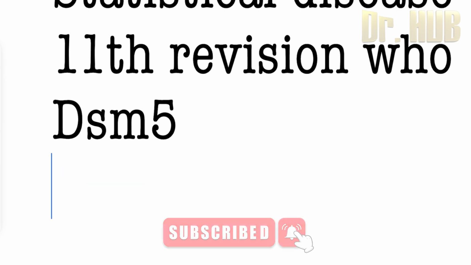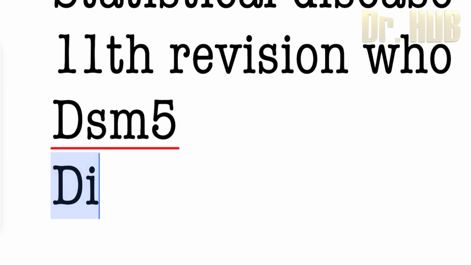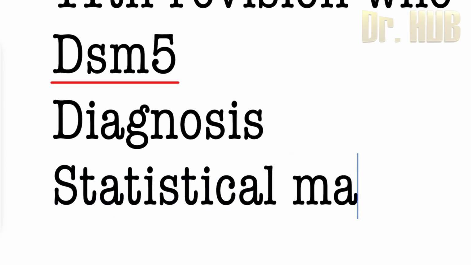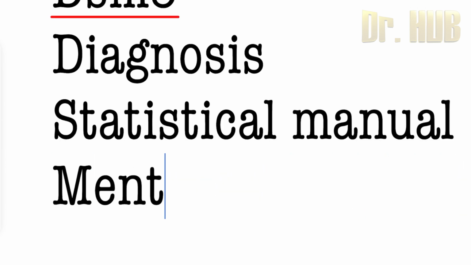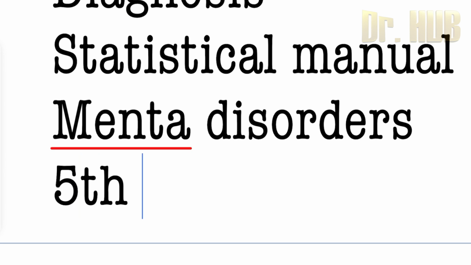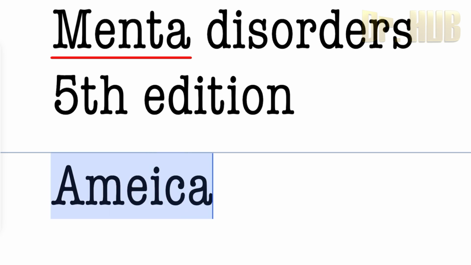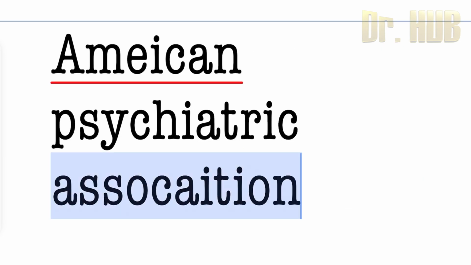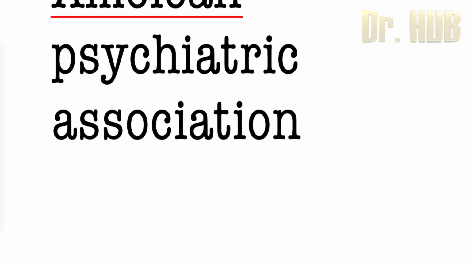Next, moving on to the DSM-5 criteria. It is the Diagnostic and Statistical Manual of Mental Disorders. This will be the 5th edition by the American Psychiatric Association. So this is only meant for mental disorders. It came in the year 2013.